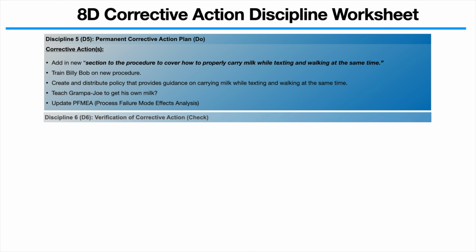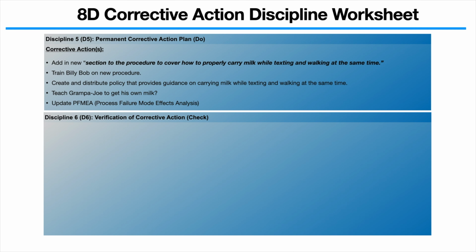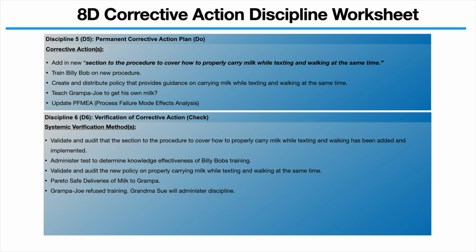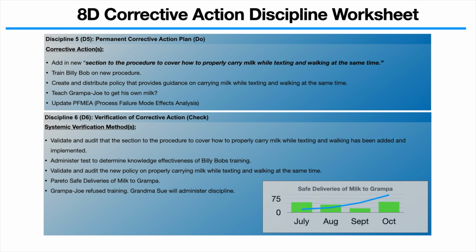Discipline 6, Verification of Corrective Action. In this section, we list those actions that will be taken to assure that systematic actions have been fully embedded into the quality management system. In this example, we're going to validate and audit that the section to the procedure to cover how to properly carry milk while texting and walking has been added and implemented. Objective evidence can include, but is not limited to, Pareto charts, run charts, process audits, or capability studies. Be sure you give sufficient time for the change to take effect within the system before claiming full implementation.